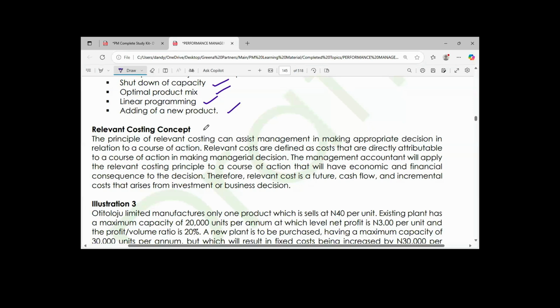Now let's move to multi-product break-even. Let's see if I can spend additional 15 minutes before we close the class. All right. Once it is 6:50, we close the class. All right. Because I want to go and break my fast.